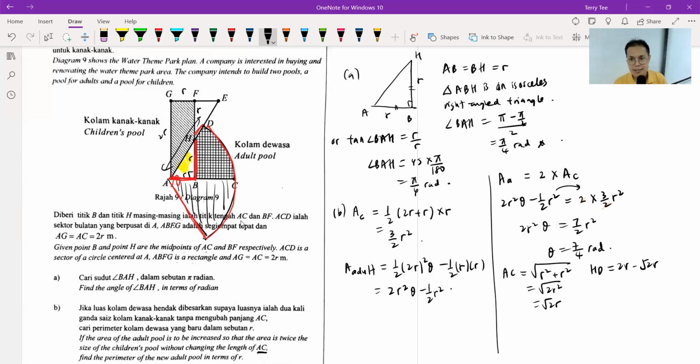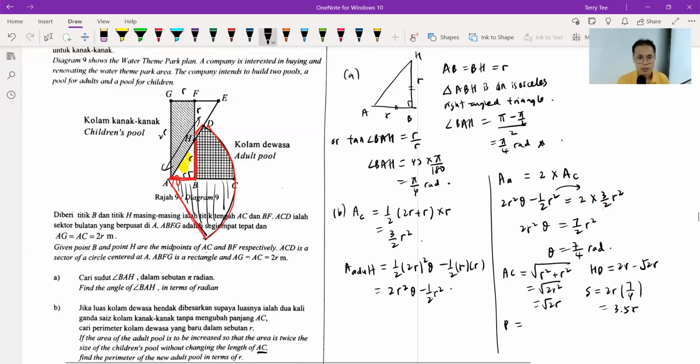Now next, I need to add the length of this arc. Let me just call the length of arc HS. s equals r theta. Your radius is 2r, your theta is 7 over 4. This will be 7 over 2 r, or you can write 3.5r. So they're all in terms of r, and you're supposed to find the perimeter of the new adult pool in terms of r.